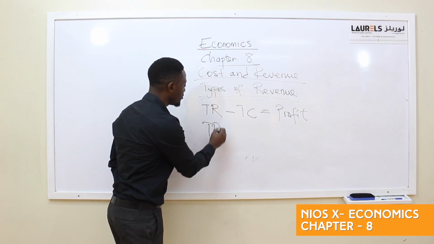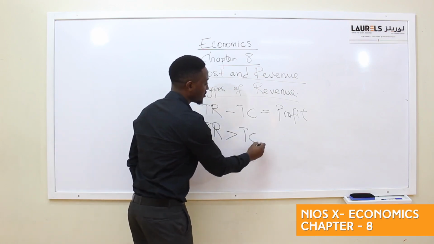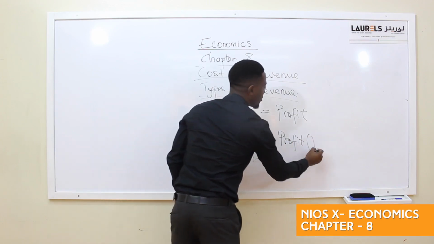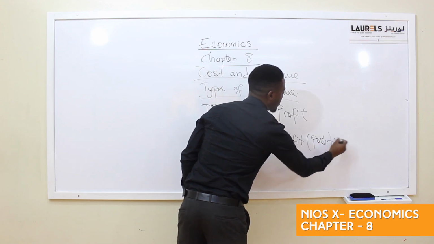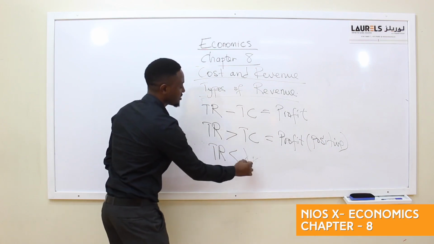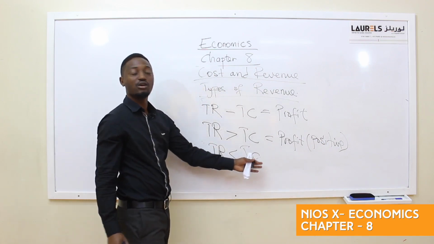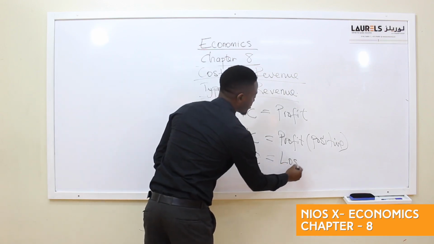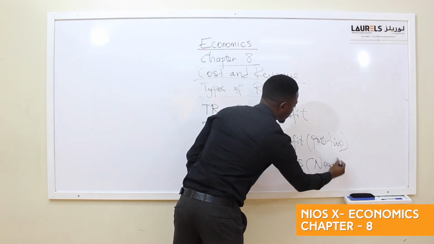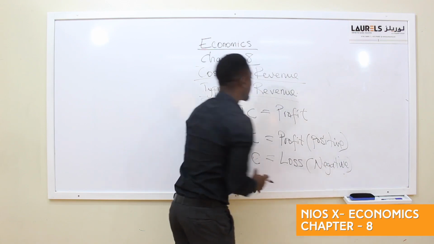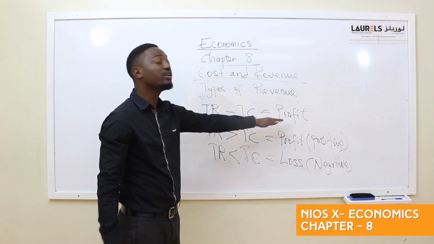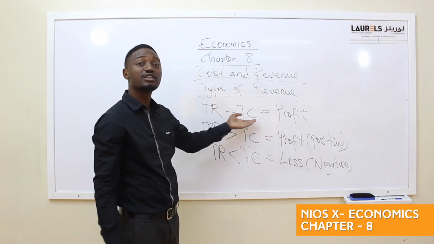When the total revenue is greater than the total cost, then we have profit, which is a positive value. And this is what businesses are after. But when the total revenue is less than the total cost, it means the business is making a loss from production. That is a negative value. So profit is the aim or the goal of production. And we only have profit when our total revenue is greater than total cost.